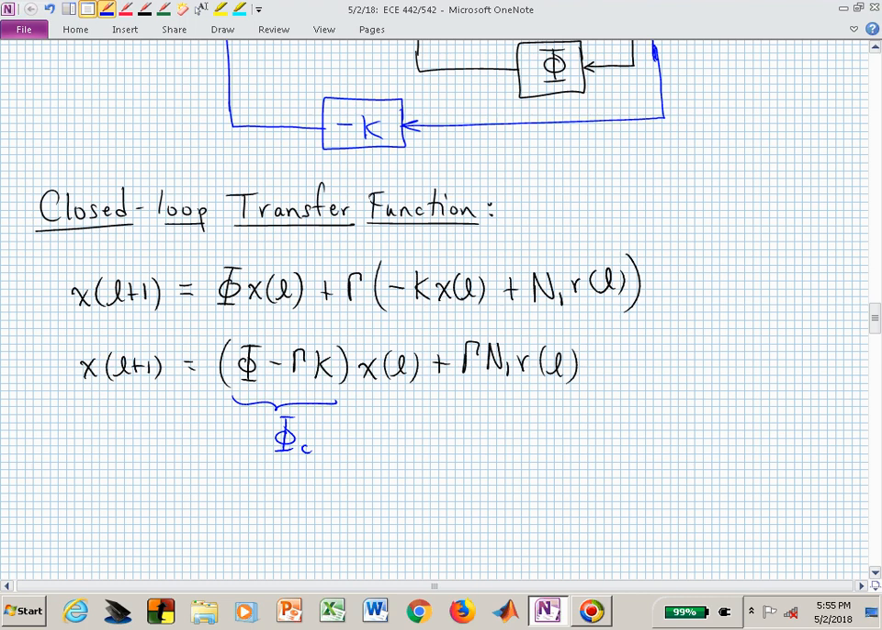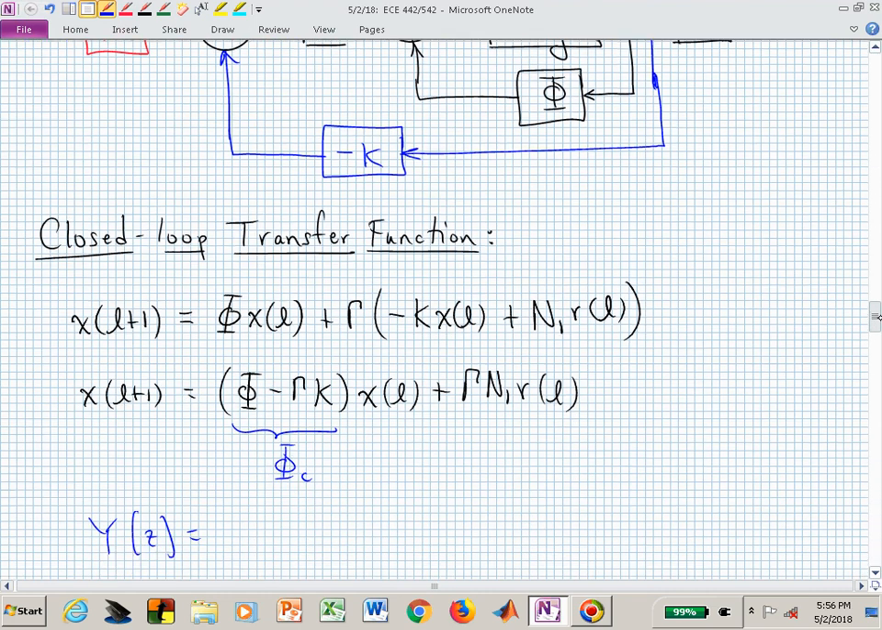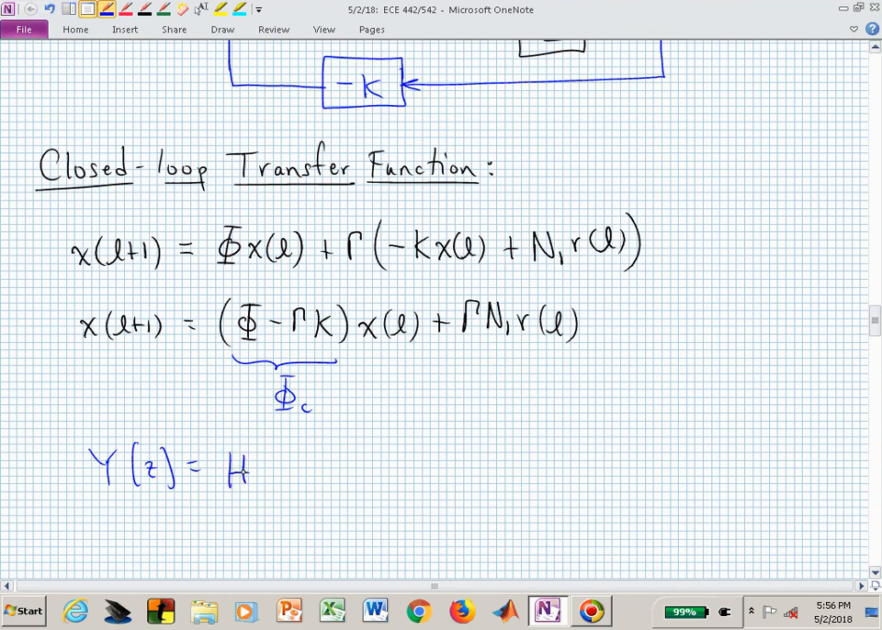Hopefully you can see that we can Z-transform this and plug it into the output equation to actually find y of z. And now up here I don't have this direct feed-through connection from the input u over to the output. J is 0. And so now I have H times zI minus phi sub c, so I'm consolidating or replacing phi minus gamma K with just this one matrix, capital Phi sub c, inverse gamma N sub 1 r of z.